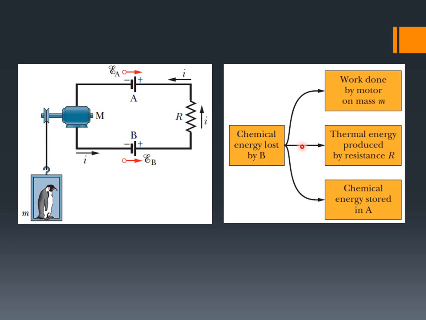Here it is shown: thermal energy produced by resistance R, but it is lost, okay, it is irrecoverable, that is gone. And chemical energy stored in A, and work done by the motor on mass M. Hope this is clear. Thank you very much.